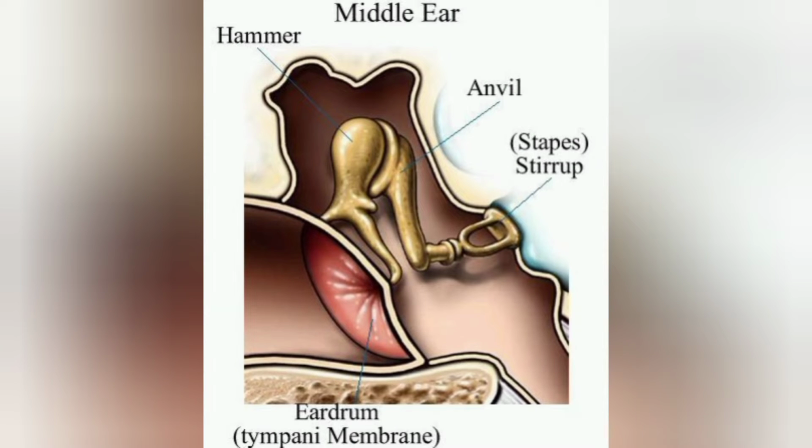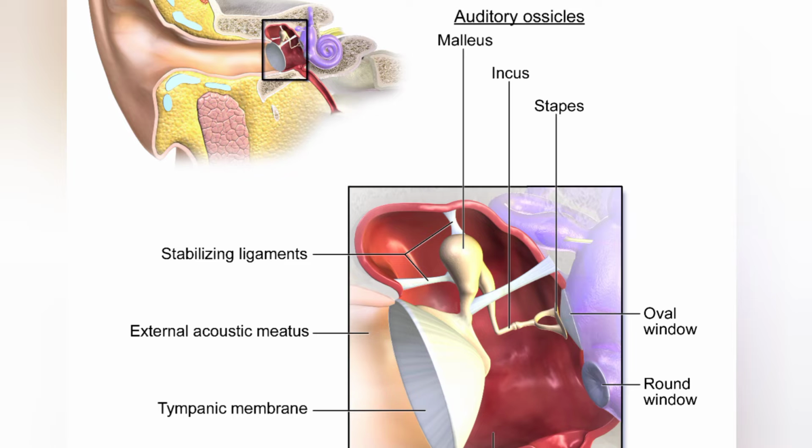The middle ear is a narrow air-filled cavity in the temporal bone. It is spanned by a chain of three tiny bones: the malleus, that is the hammer, the incus, that is the anvil, and the stapes, that is the stirrup, collectively called the auditory ossicles. This ossicular chain conducts sound from the tympanic membrane to the inner ear.